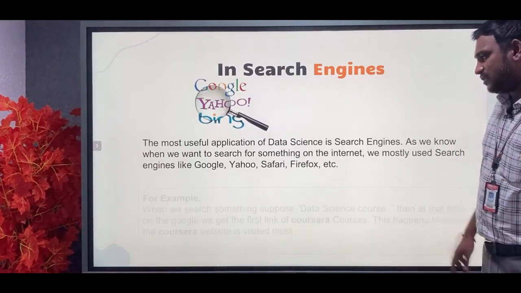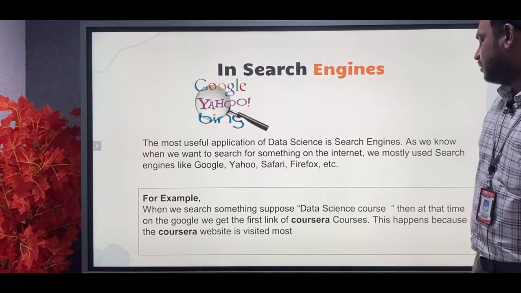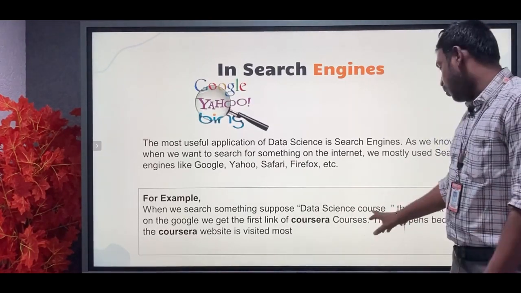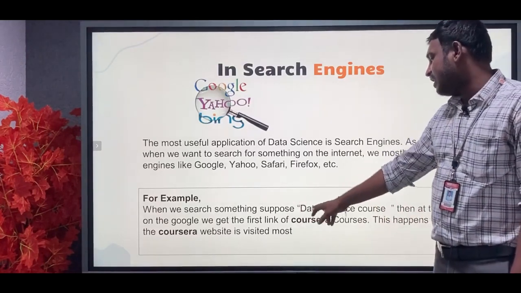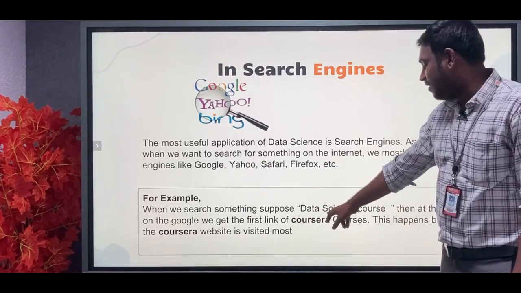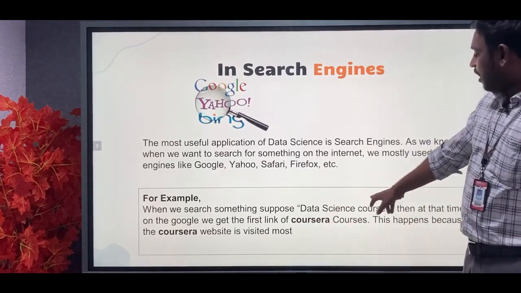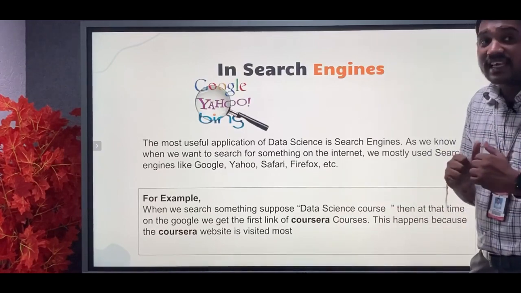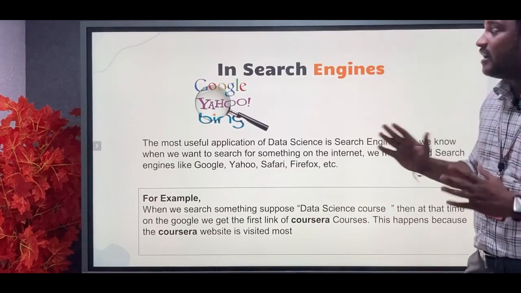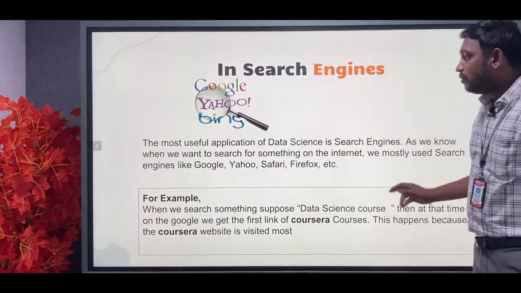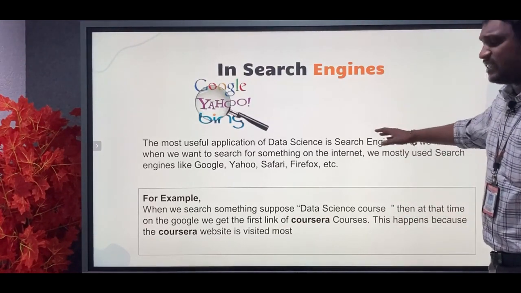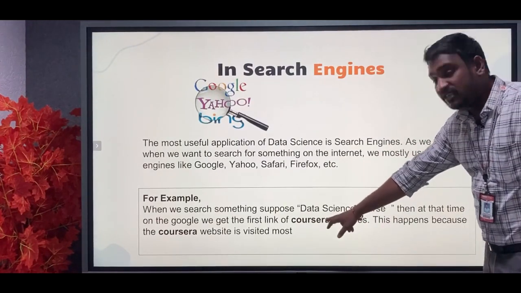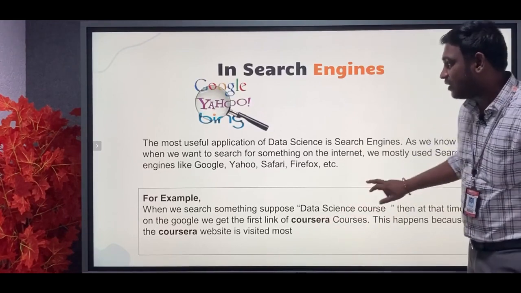Suppose, for example, I google data science course, then we get a link like Coursera. Coursera is one of the famous websites for offering data science. Not only Coursera, so many websites are offering data science courses. But why is Coursera coming at the top? Because they are implementing data science algorithms to come at the top, which are also called SEO tools. This is one of the applications of data science. So this Coursera company is following the same thing. That's why they are coming at the top.